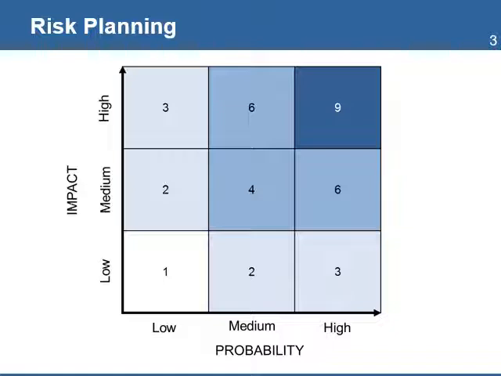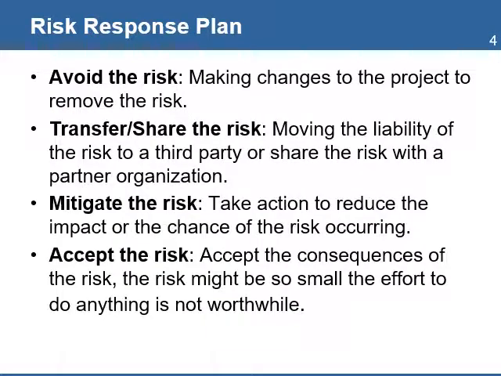The levels are defined by the levels of impact and probability that determines the type of risk response for each risk. There are 4 strategies to respond to risk. Avoid the risk, which requires making changes to the project plans to remove the risk. Transfer or share the risk. This means moving the liability of the risk to a third party or share the risk with a partner organization.